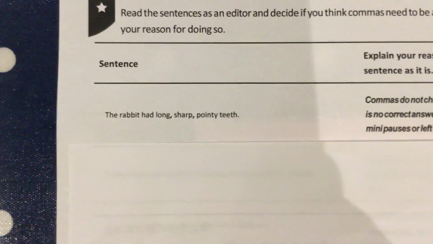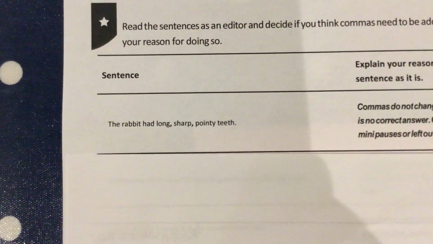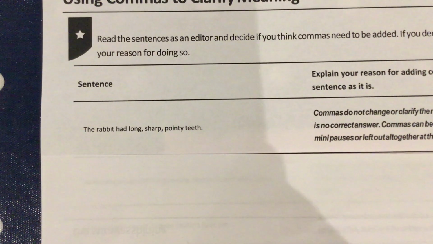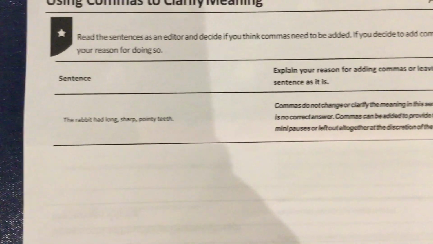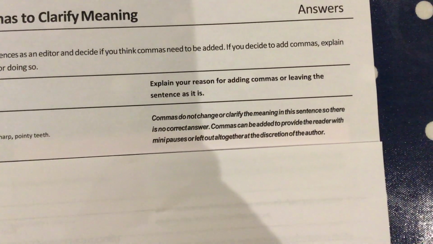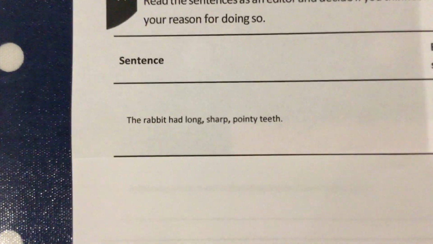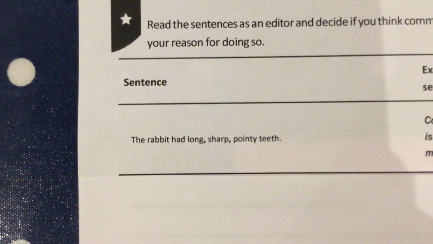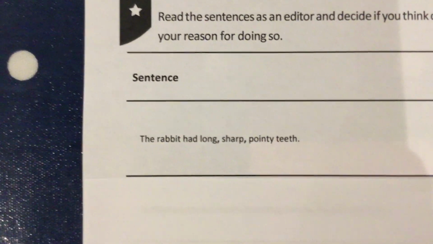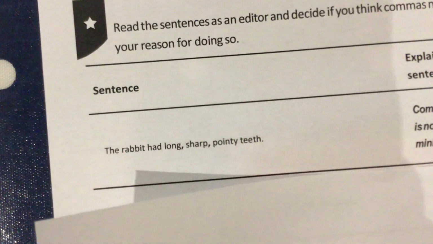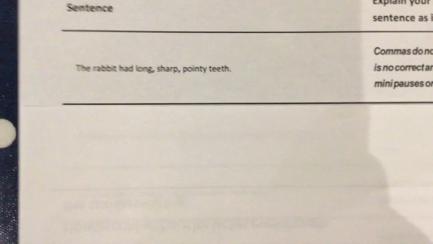So this sentence here should have had commas in here to separate the adjectives in a list for the expanded noun phrase. So they don't change the meaning of the sentence, but they do separate the adjectives. You know, when we've looked at expanded noun phrases with our writing, the rabbit had long, sharp, pointy teeth, we would use a comma or commas for lists in between those adjectives.